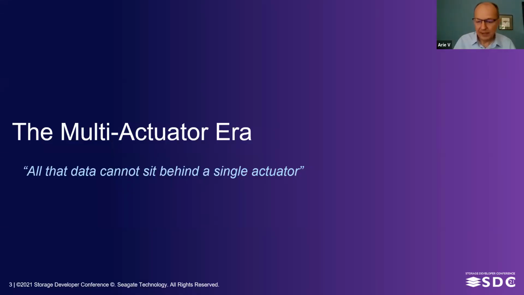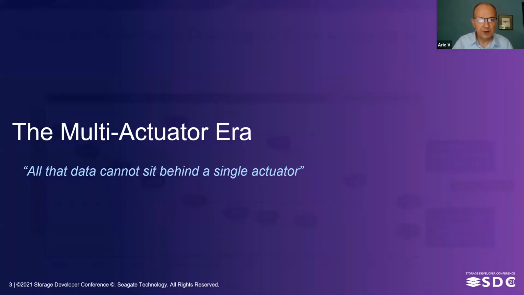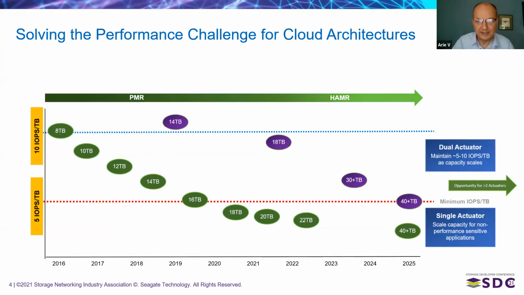So the multi-actuator era, and this is a quote from Senior VP at Seagate, Jeff Fachman, and he was referring to this next slide when he said that all that data cannot sit behind a single actuator. If you look at the progression of drive capacities, he's looking over here at 30 terabytes plus, 40 terabytes plus. You're at a point on the right here where the size of the drive and the physics just cannot maintain the IOPS needs of a typical application, nearline or enterprise and other.